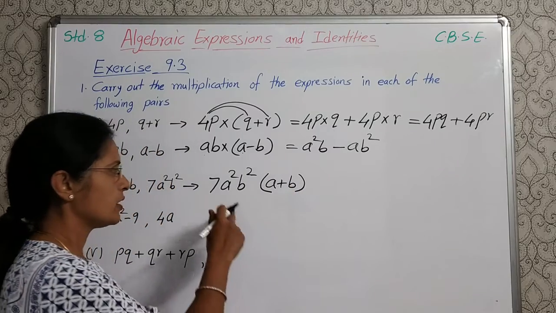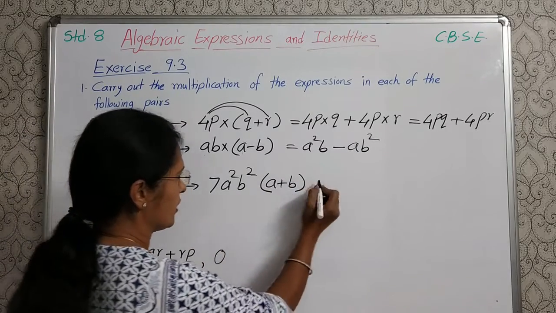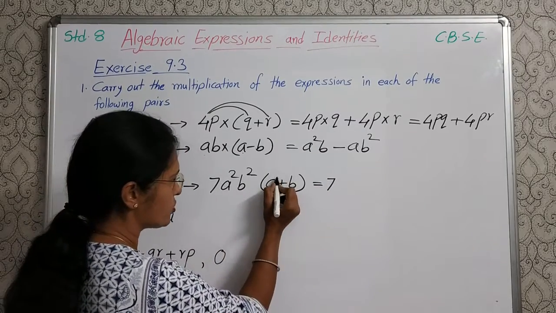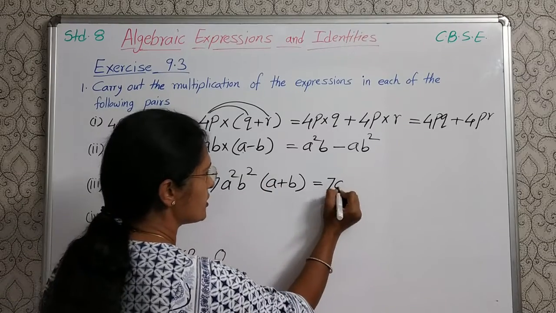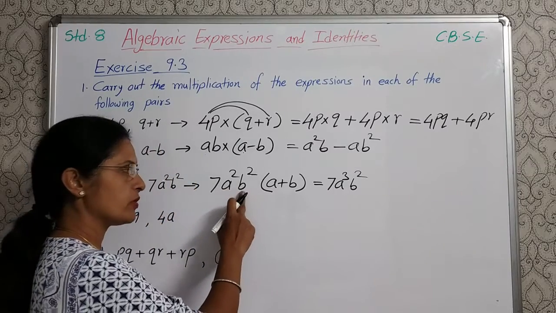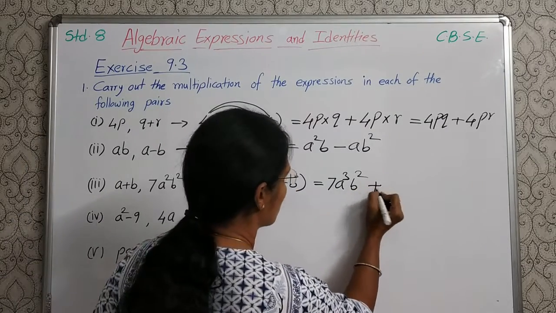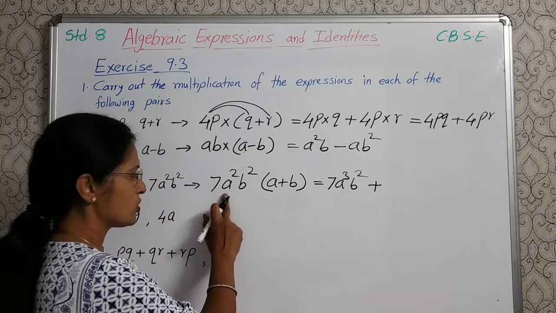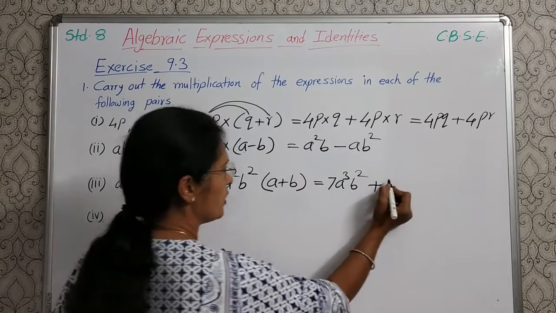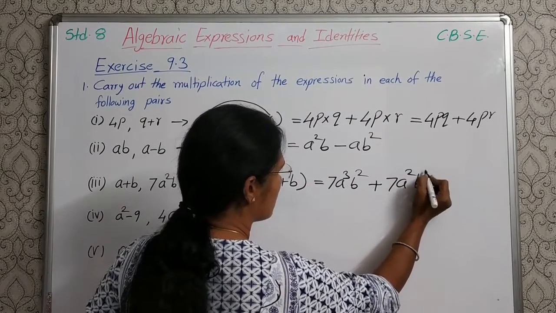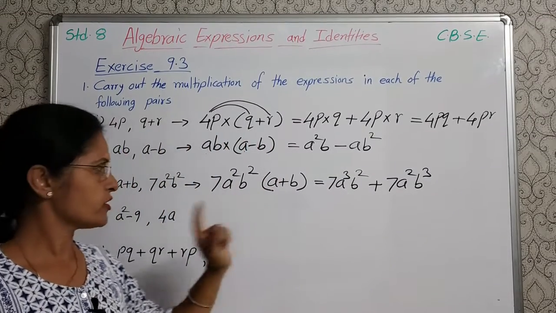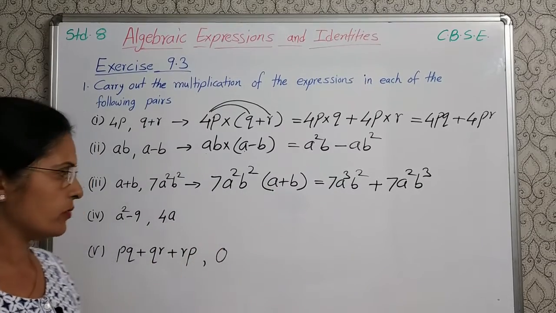Again 7a square b square into a. So this is equal to 7a square into a. So a raised to 1. 2 plus 1 is 3. So it is a cube and this b square. Next 7a square b square into b. So plus 7a square b square into b. So b square and b 1 will be b cube. 7a square b cube is the product for the multiplication of these two expressions. One is monomial, another is binomial.